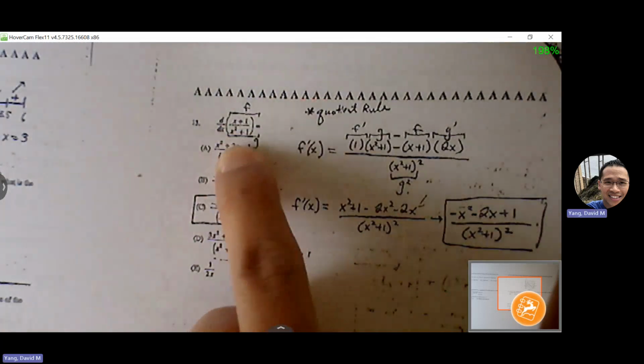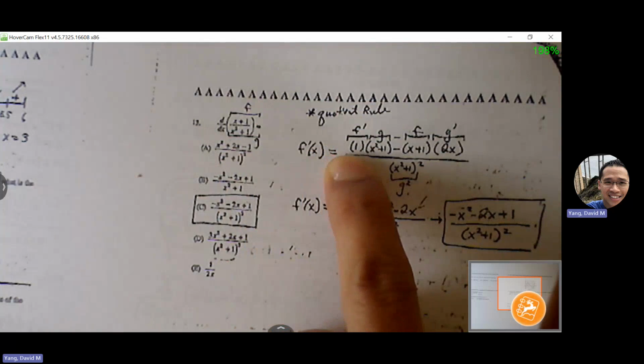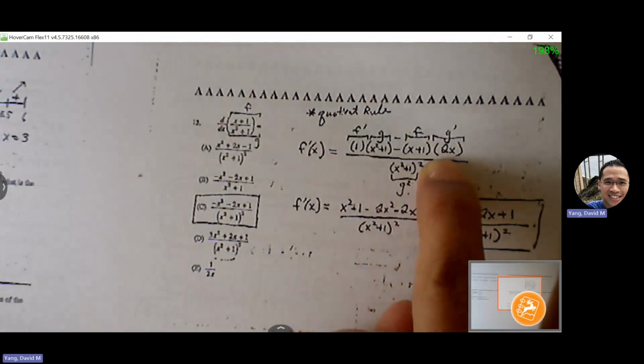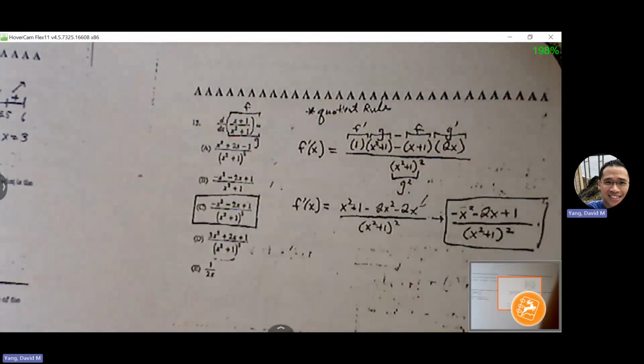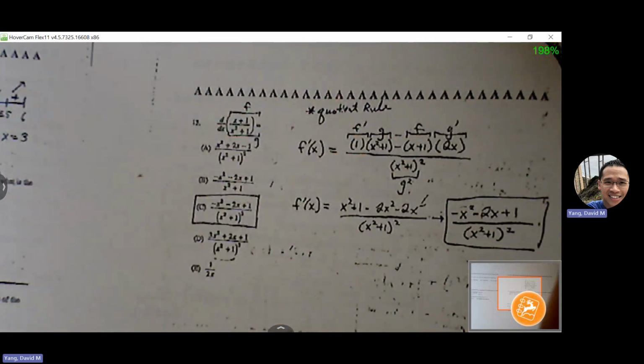So my top is f, my bottom is g. So f prime times g minus f times g prime all over g squared. We just have to keep an eye on our answer choices, and we can just stop whenever we're able to find a matching expression.